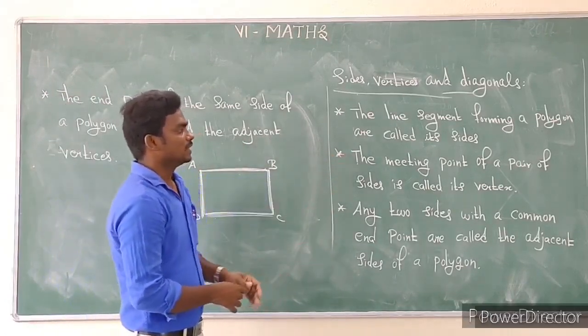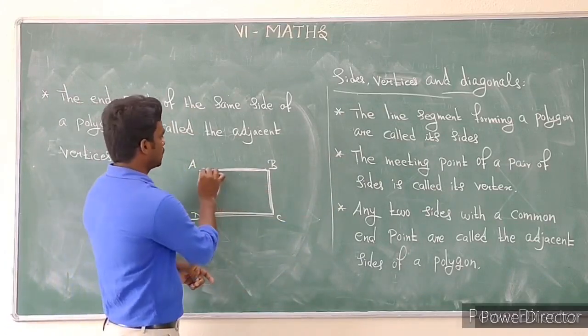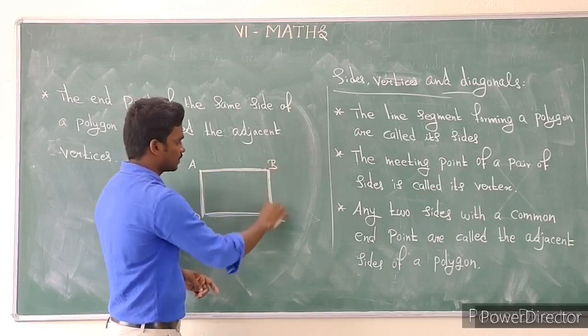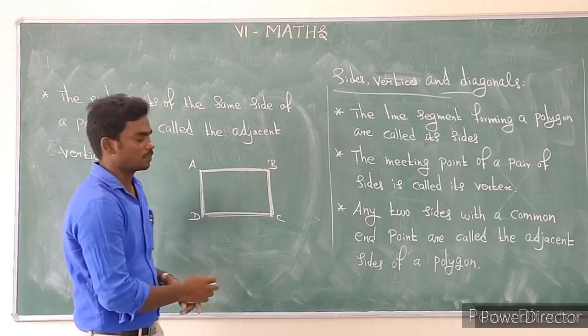What is this one? The meeting point of a pair of sides is called a vertex. So AB is one side and BC is one side. These two lines meet at a point. What is that? B. So B is called a vertex of the polygon.